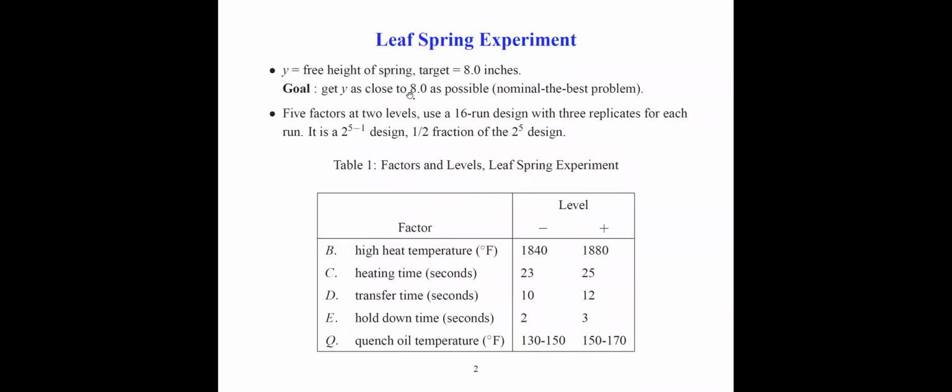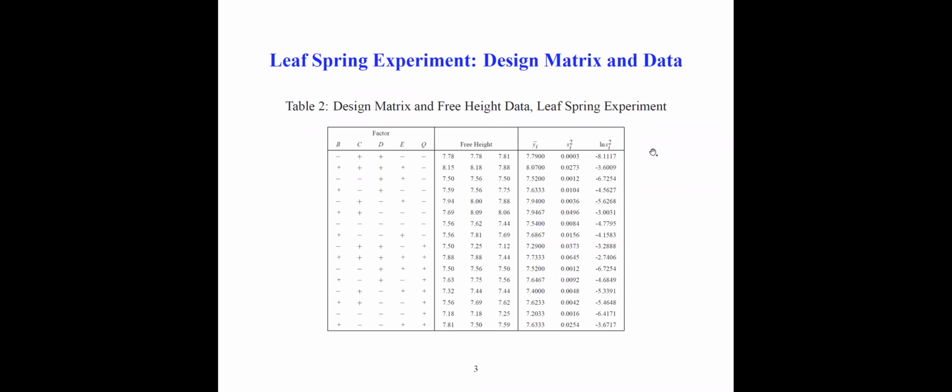So the mean will be our response variable, our target, and the log variance will be our dispersion. We want to get the height as close as possible to 8.0, and also we want to minimize the dispersion, that is, minimize the variance.